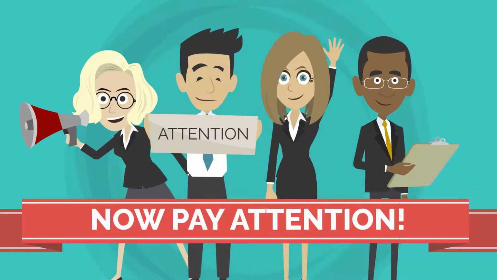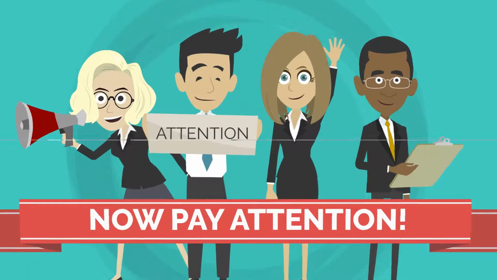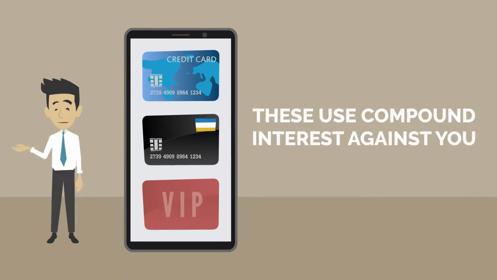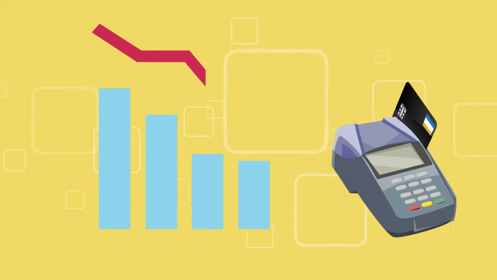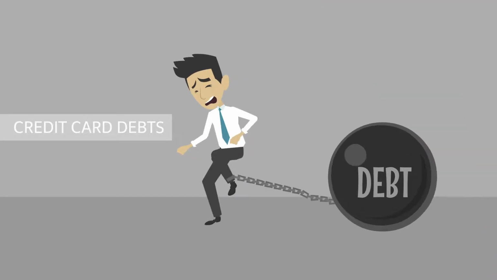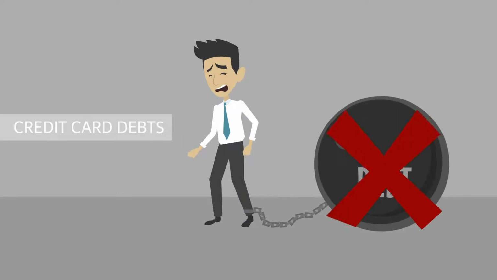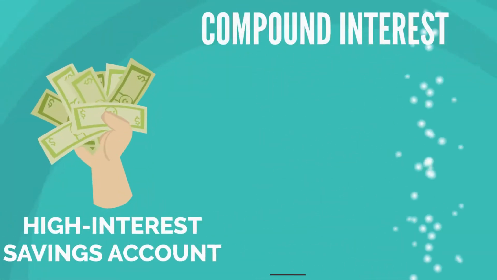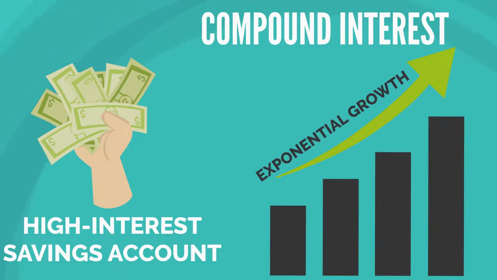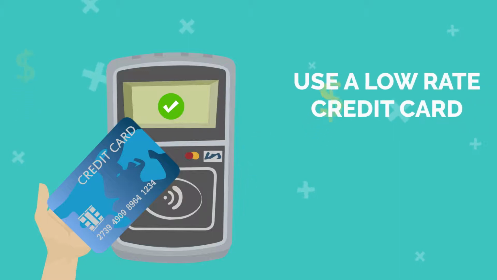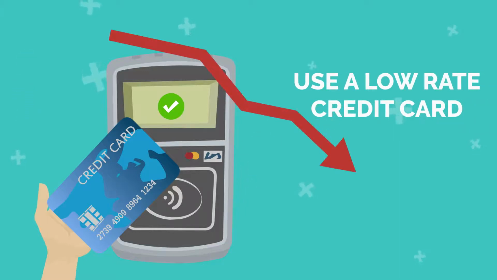Now pay attention, as you want to know this. It's important to know that credit cards and other open-ended accounts use compound interest against you. This is why minimum payments are preferred by credit card companies. To avoid this, you need to get rid of your credit card debts as soon as possible. Then start putting your money into a savings account that also uses compound interest. If you can't do that, consider moving your balance to a credit card that has a lower interest rate to reduce compound interest working against you.